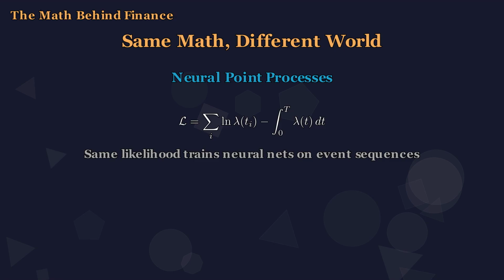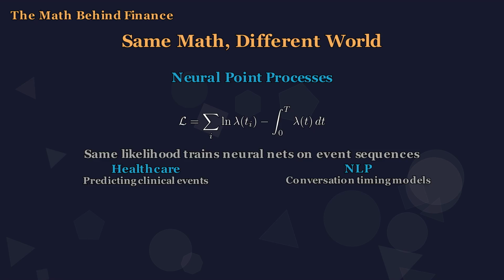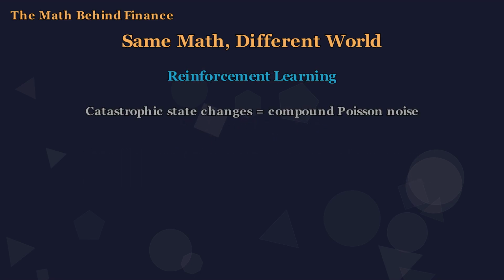This exact formula trains neural networks to predict when the next hospital visit will happen, or when a user will send their next message. In reinforcement learning, an agent can face sudden catastrophic state changes, a robot falling off a table, a game character dying. These are compound Poisson shocks in the transition model.